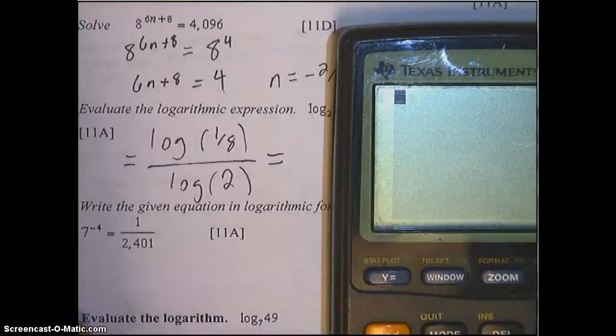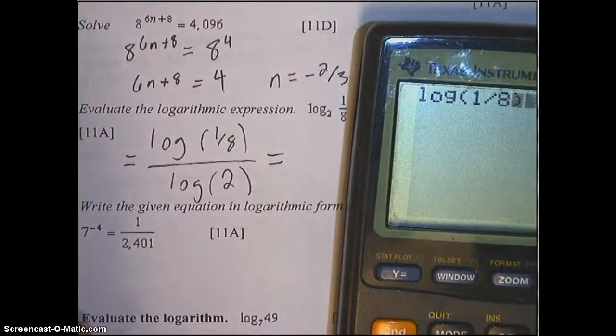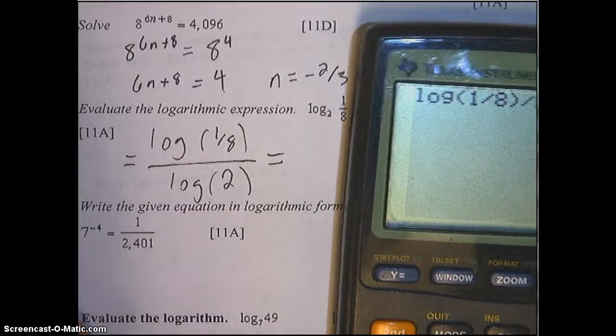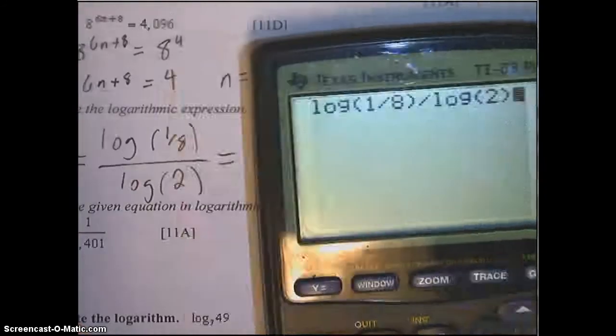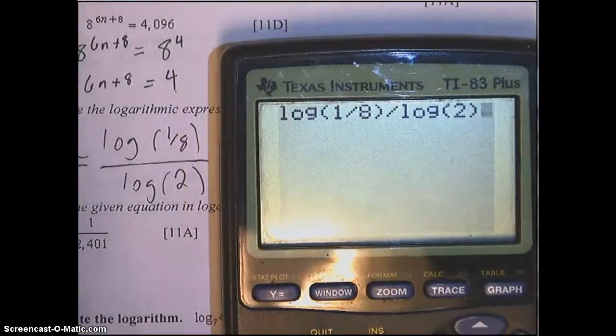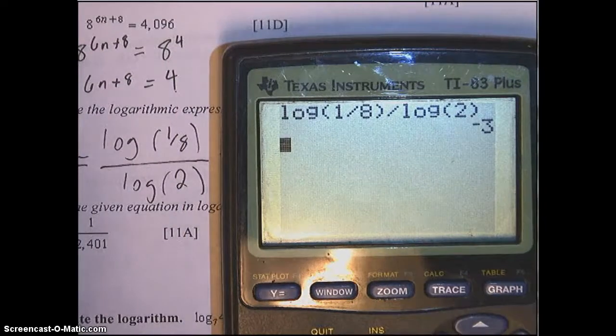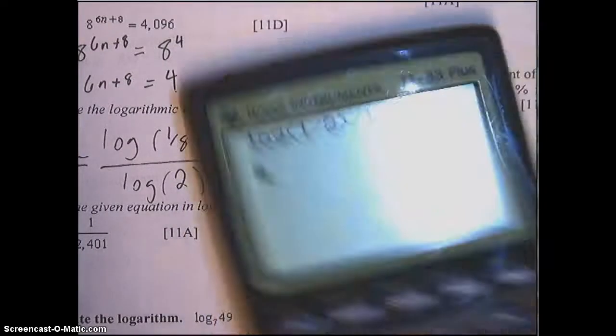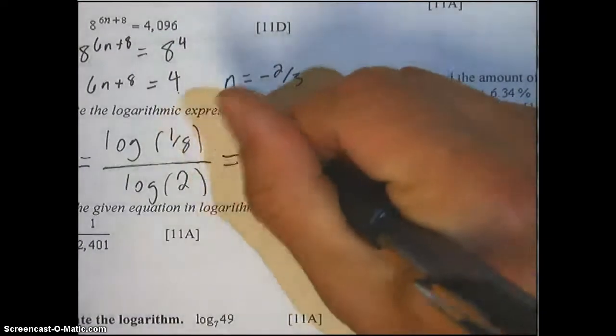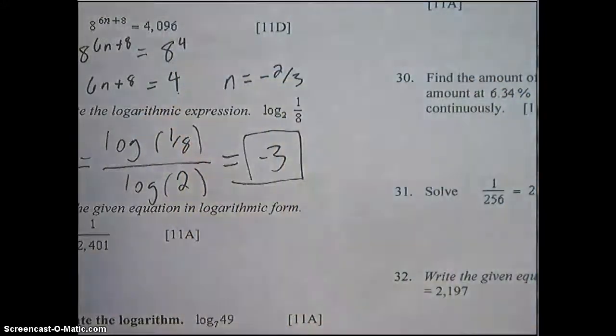So I'm going to do log of 1 over 8 divided by log of 2. And it'd be good if you can actually see that. So that's what it looks like when it's typed in. When I hit enter, I'm going to get negative 3, which is the correct answer. Right there.